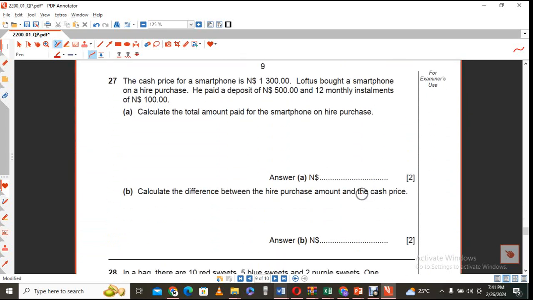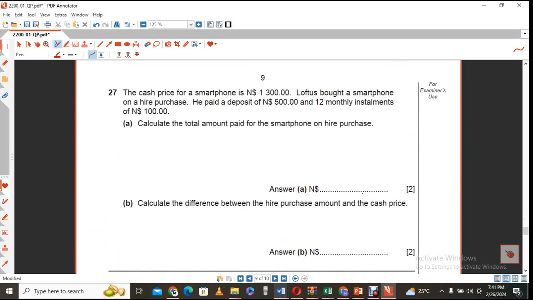Right, question 27, a little bit of a money issue. They say the cash price for a smartphone is 1,300. Loftus bought a smartphone on hire purchase. That means they pay a deposit and then they pay the rest off. So the deposit that he pays is 500, and then he must pay 12 monthly installments of $100 each. They want to know the total amount he paid for the phone on hire purchase. So that will be 500 plus this is 1,200. So it's 1,700. Can you see that?